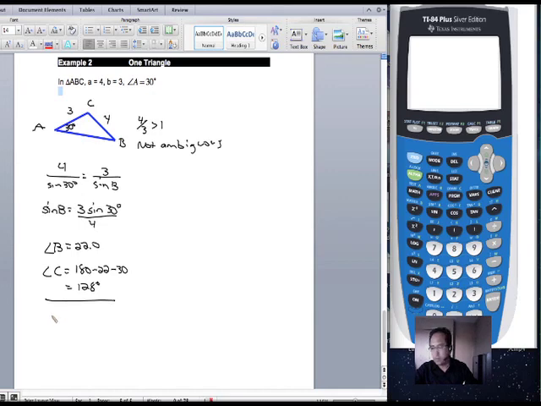So C over sine 128 is equal to 4 over sine 30. I'll just solve for C here. So C is equal to 6.3. All angles, all sides done. So that's my one case for this one.